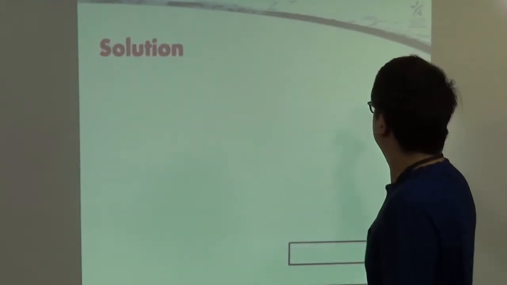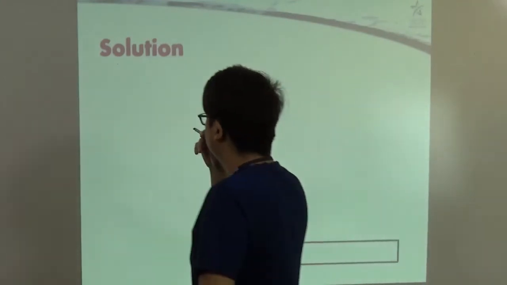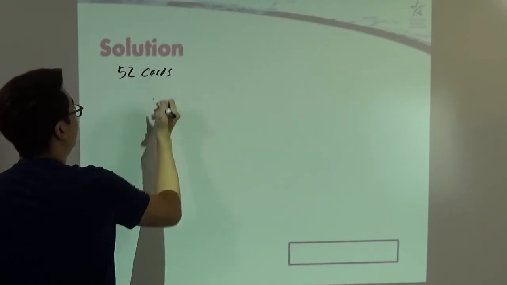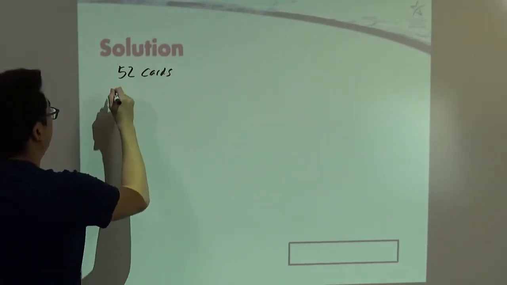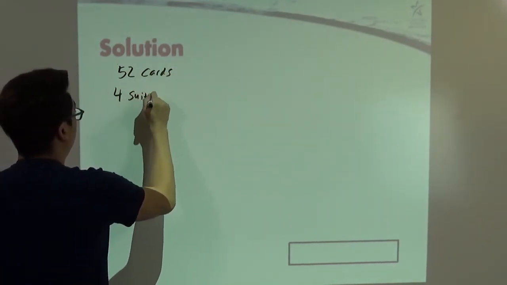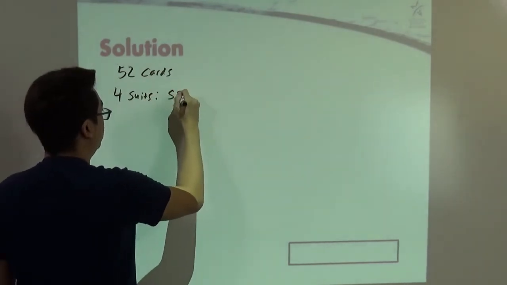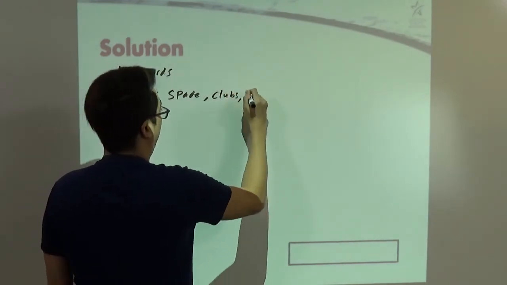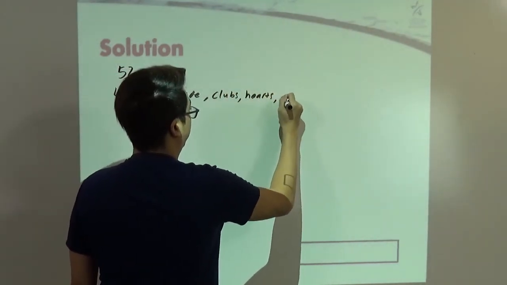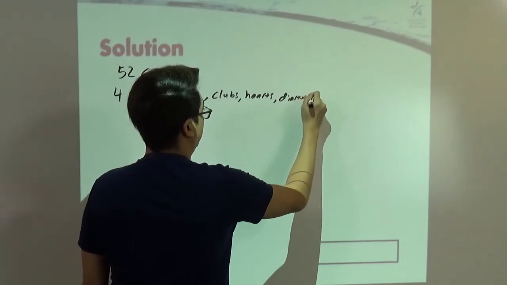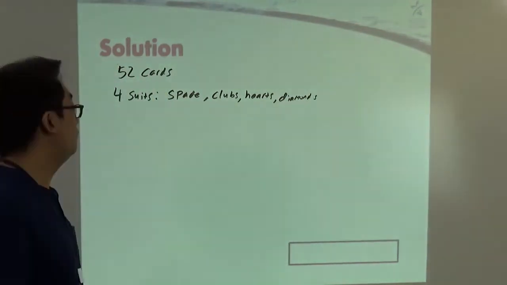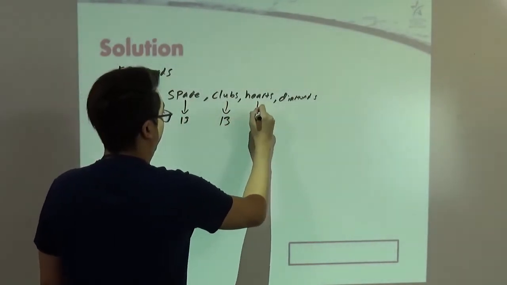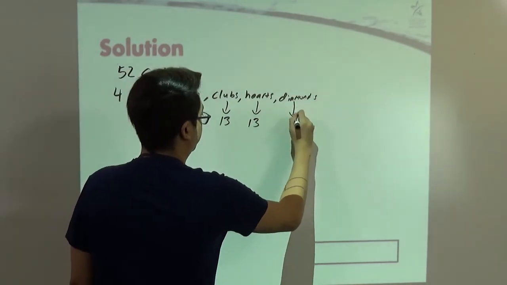So let's look at this. We have a deck of cards. A standard deck is always 52 cards. It's split up into 4 suits. And the suits are spades, clubs, hearts, and diamonds. And each of those suits have 13 cards. 13 for each suit. And they'll all just be the same cards, just in different suits.